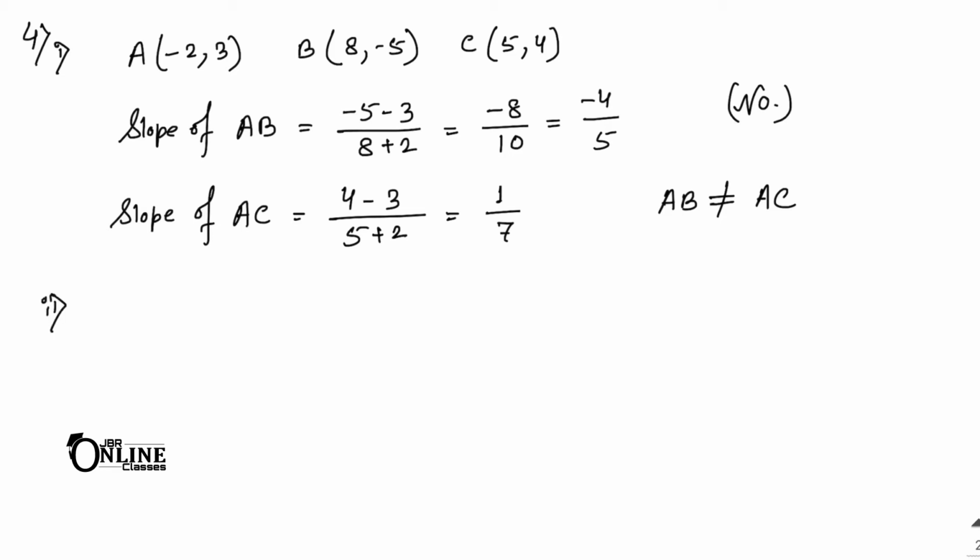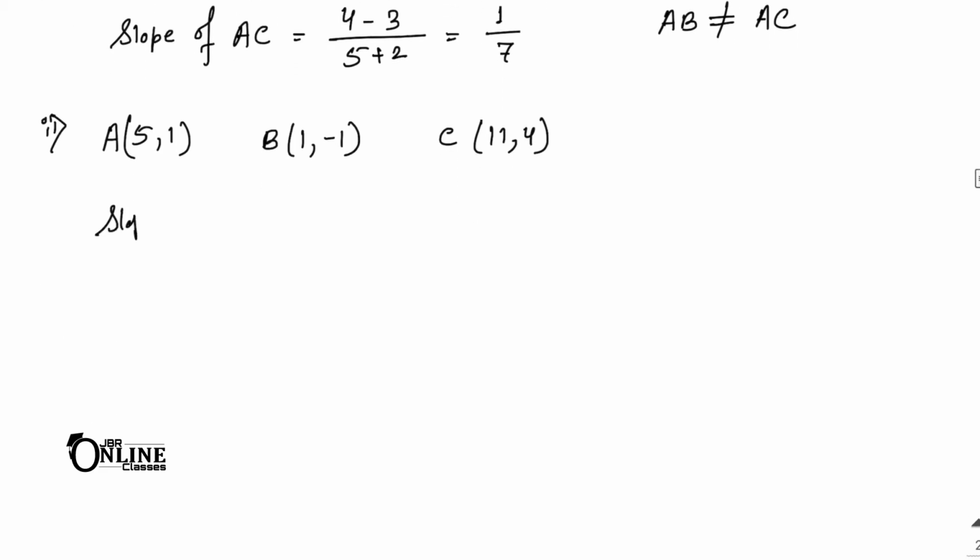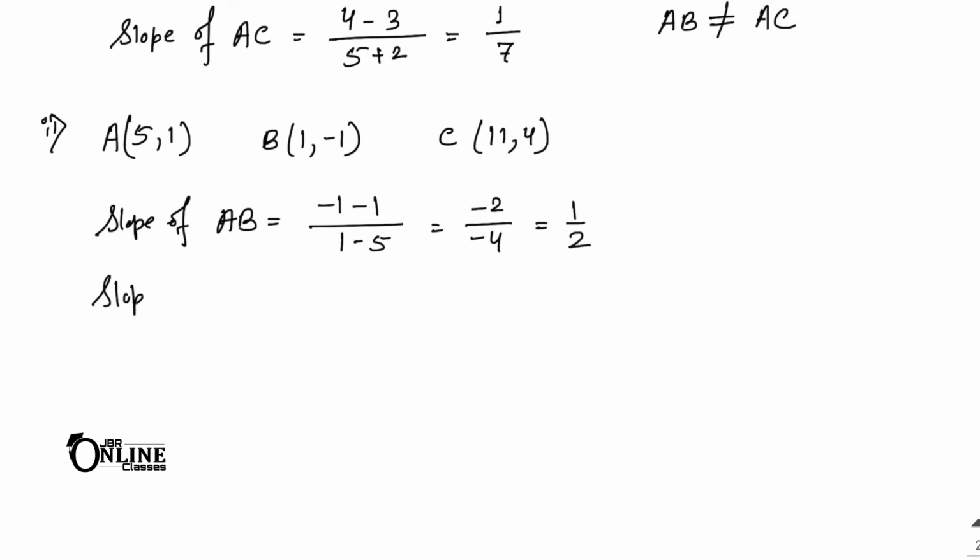Now the number 2 here, 5 1, the first point that is A, second point it's 1 minus 1 and the third point here 11 comma 4. Okay, so now find out the slope. So slope of AB, that equal to minus 1 and 1 minus 5. So it will be minus 2 minus 4. So that equal to half. Next one, slope of AC, that equal to 4 minus 1 and then 11 minus 5. So that is 3, that is 6, that equal to half.